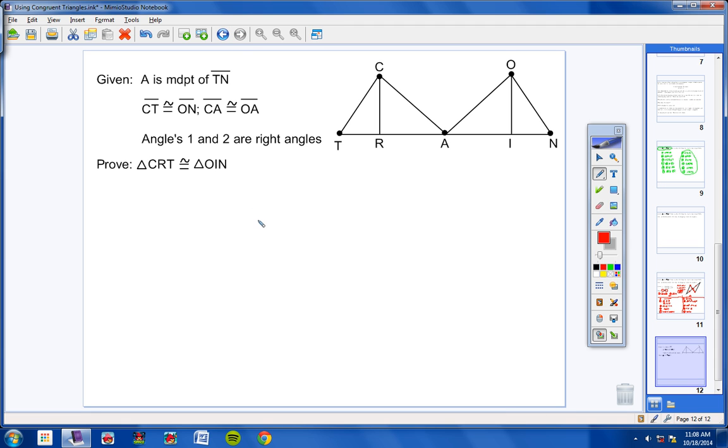And I will pause a second here while you go ahead and copy this down. I'll just sit here and be quiet. Copy down your given. And then copy down your proof part. Okay, and I did forget to put angles 1 and 2 on here. Let me put that for you right here. This angle here is a right angle, and this angle here is a right angle. All right, go ahead and copy this down.